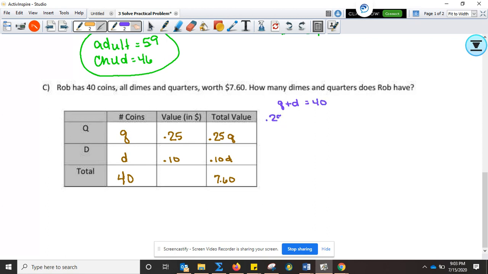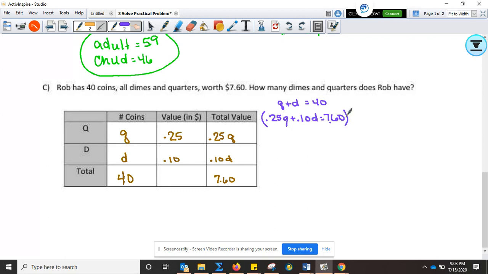0.25 Q plus 0.10 D equals 760. Okay, so I'm going to multiply my top equation, or I can multiply my bottom equation, either one. All right, so I think what would be best to do is multiply. How many dimes does it take to make $1? Let's multiply the bottom equation by negative 10.